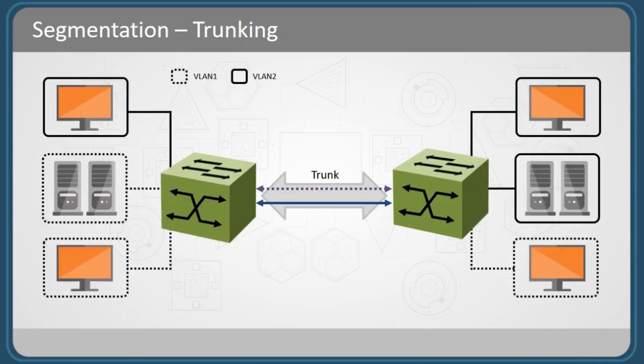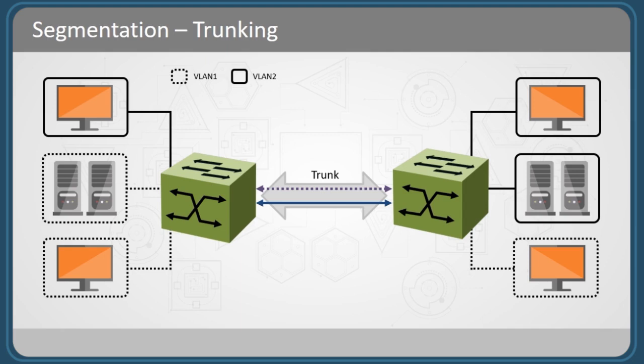Now, trunking extends this because, of course, most environments aren't able to get by with just a single switch. So here we see multiple switches, but take note that the location of the systems behind each respective switch does not affect their ability to be in the same VLAN. So the trunk builds a logical connection between the two, and in fact allows systems on different sides of those switches to actually be in the same VLAN.